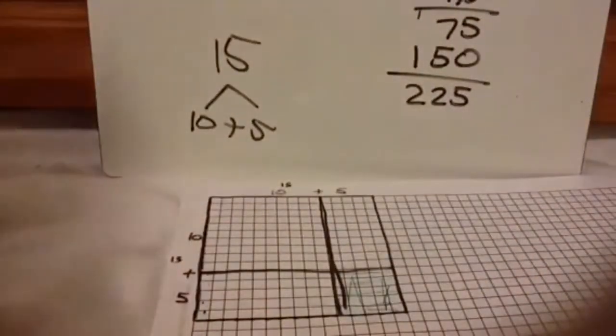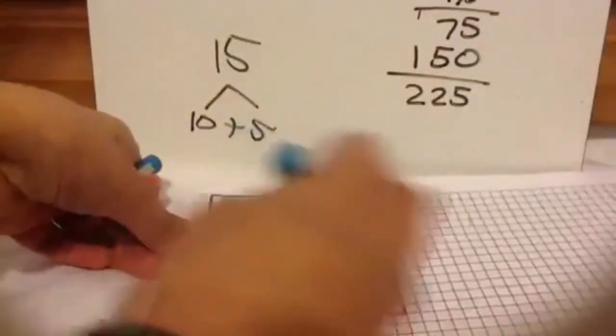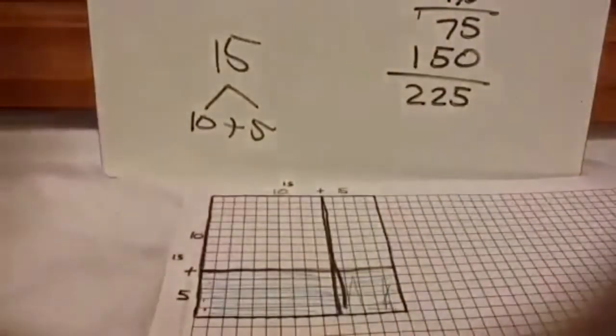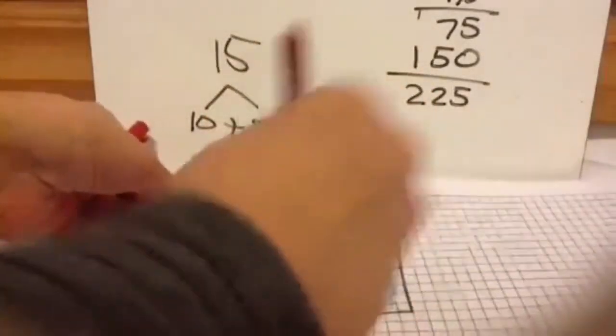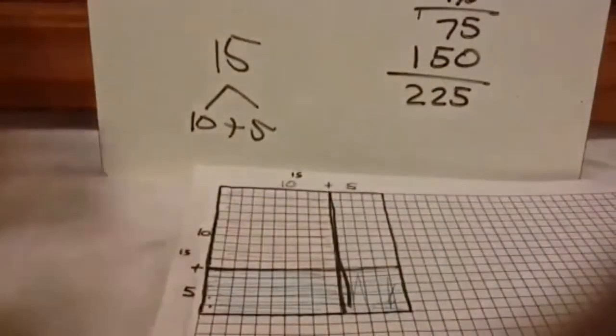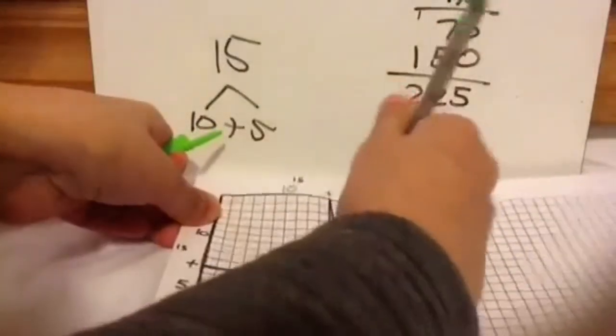This is dark green. That's not quite cooperating. Here is blue. Here's red. And here's lime green.